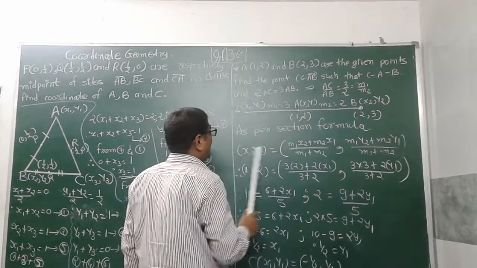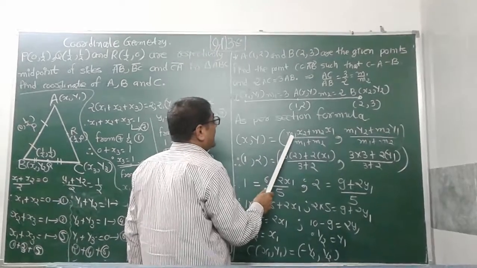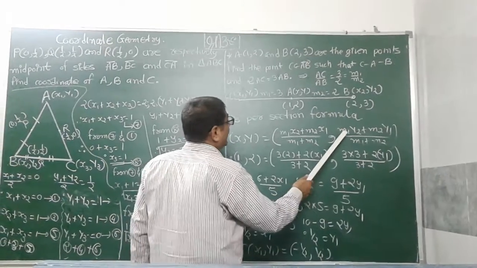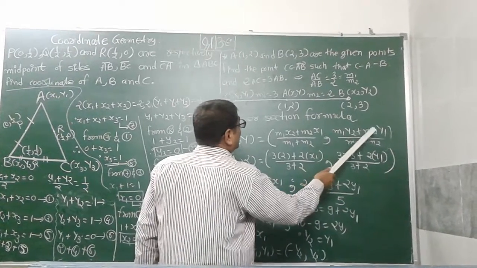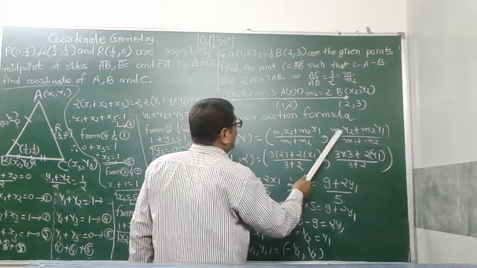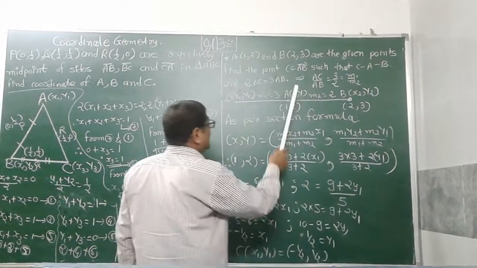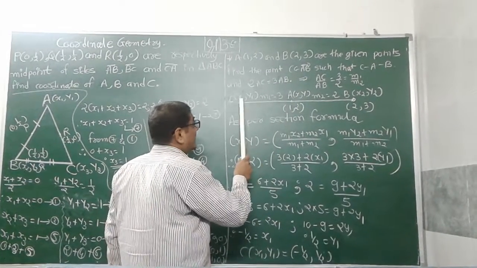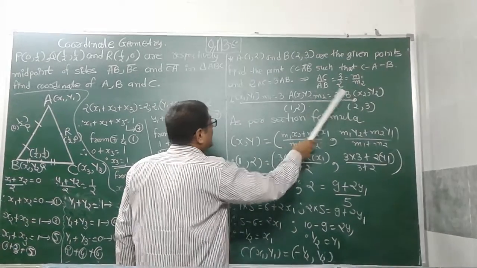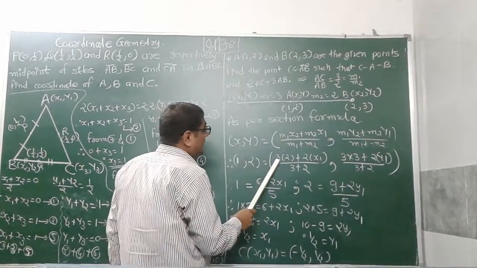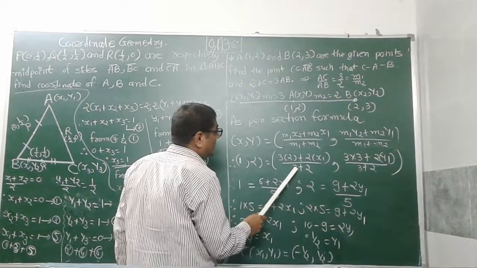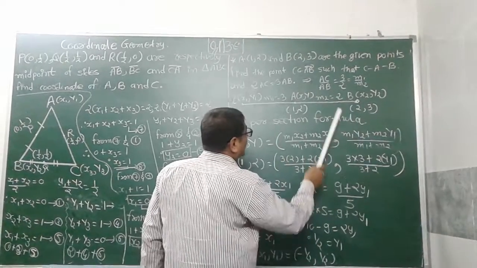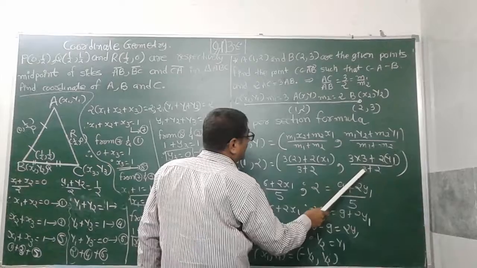Now as per section formula, x comma y is equal to m1 x2 plus m2 x1 upon m1 plus m2, comma, m1 y2 plus m2 y1 whole upon m1 plus m2. Substitute the value. So here A becomes the point between line segment CB. So (1, 2) is equal to 3 into 2 plus 2 into x1 whole upon 3 plus 2, comma, 3 into 3 plus 2 into y1 upon 3 plus 2.